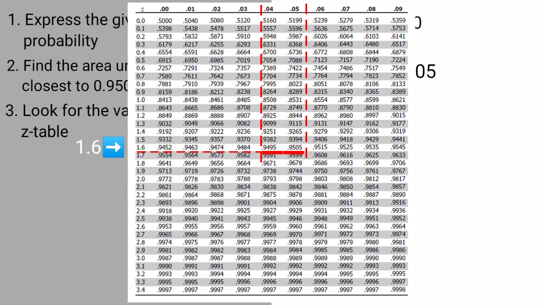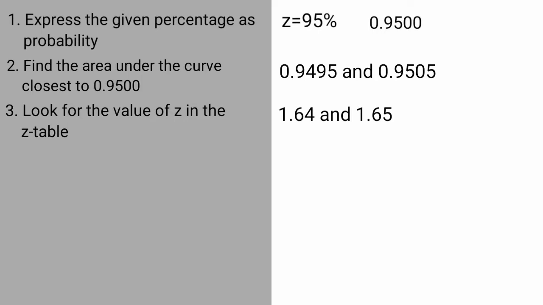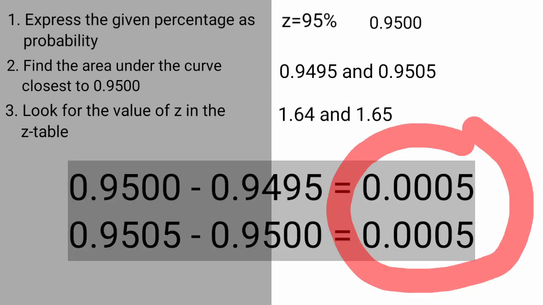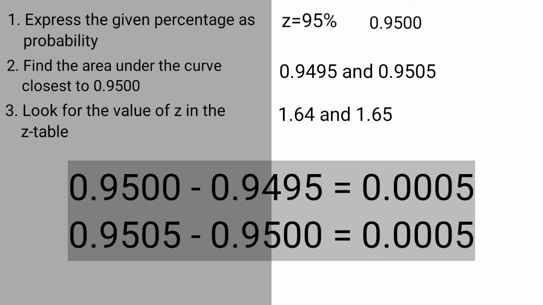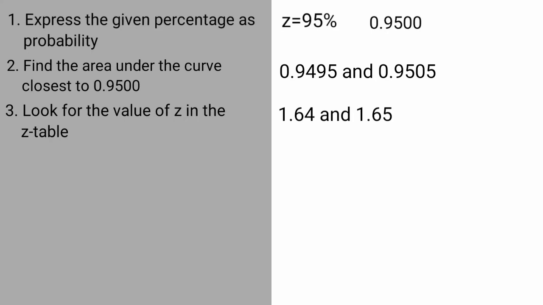0.9495 and 0.9505 correspond to the z-values of 1.64 and 1.65. We cannot have these two z-values. Now what will we do? In most cases, between the two numbers, we shall choose the number closer to it. But in this case, both the probabilities that correspond to 1.64 and 1.65 have a 0.0005 difference from 0.9500, which means we cannot choose between the two.